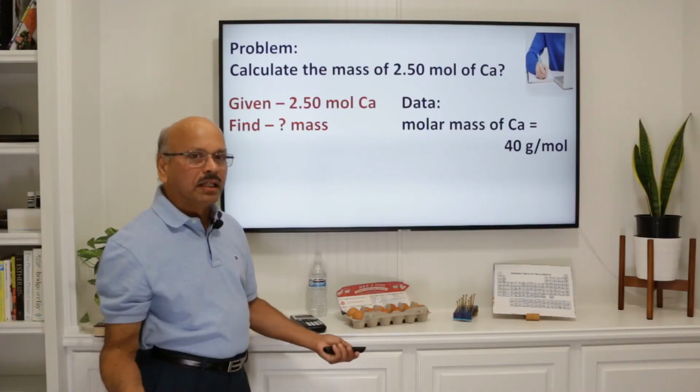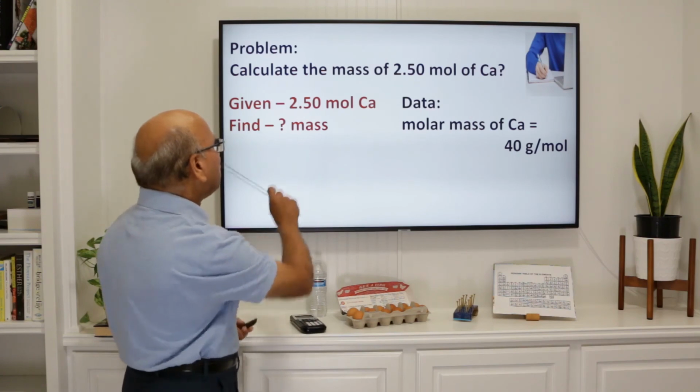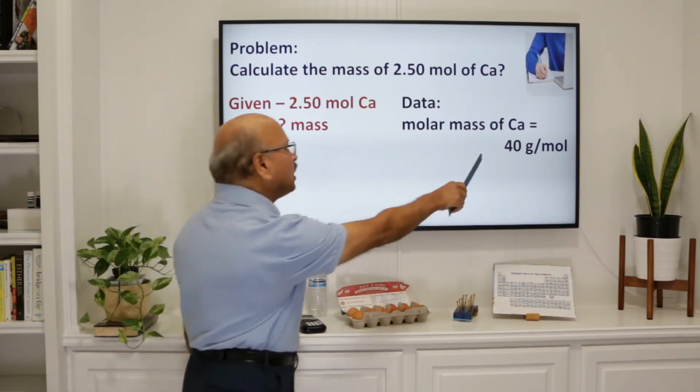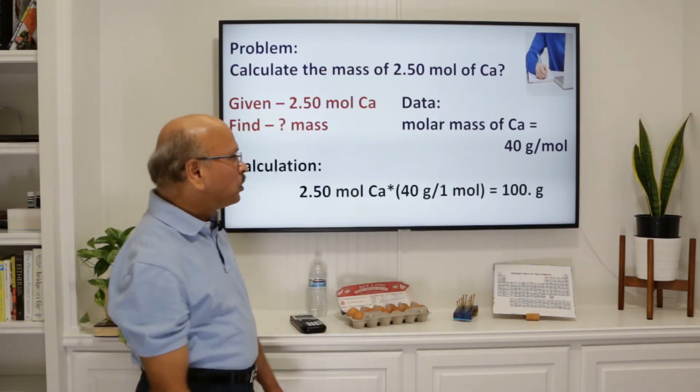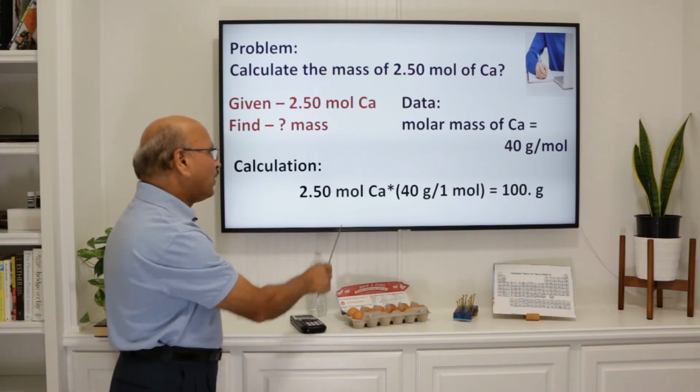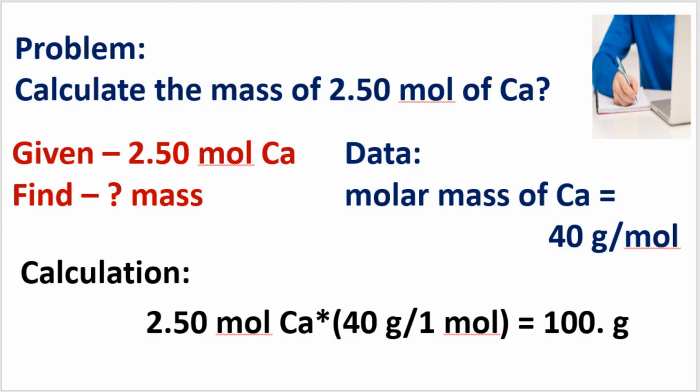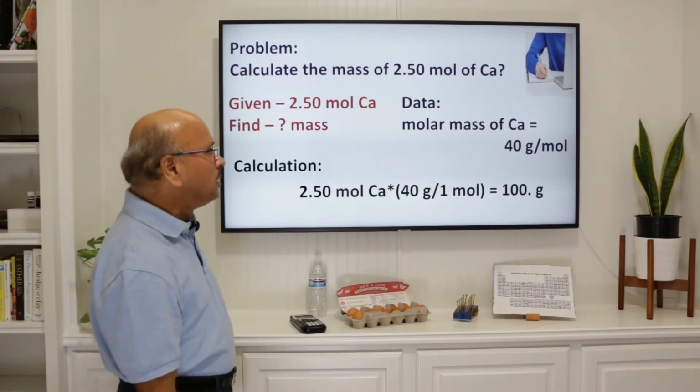Now the thing is easy. Just start with the 2.50 moles. Since we want the grams, keep the grams on the top. So the calculation is pretty simple: 2.50 times 40 over 1 mole. If you calculate, you get 100 grams of calcium. It's pretty easy. You can do that.